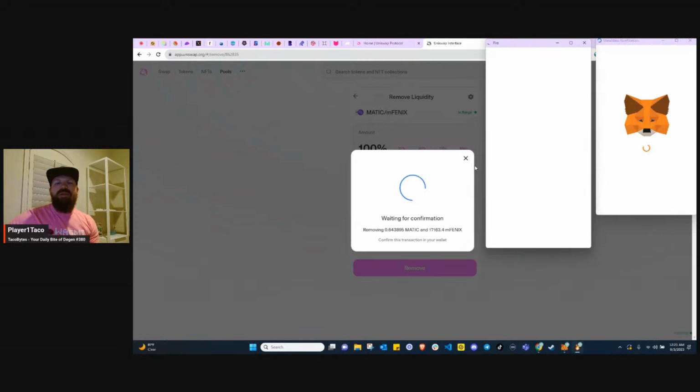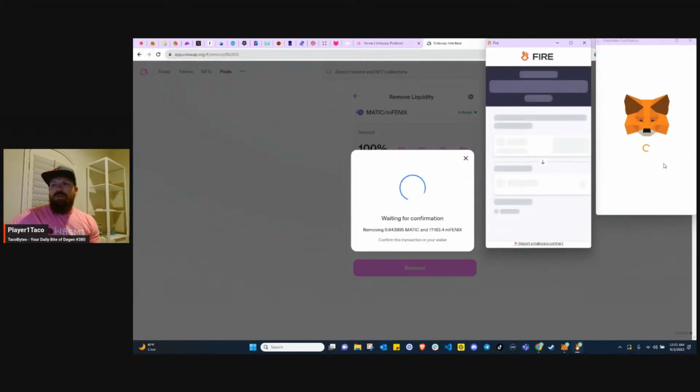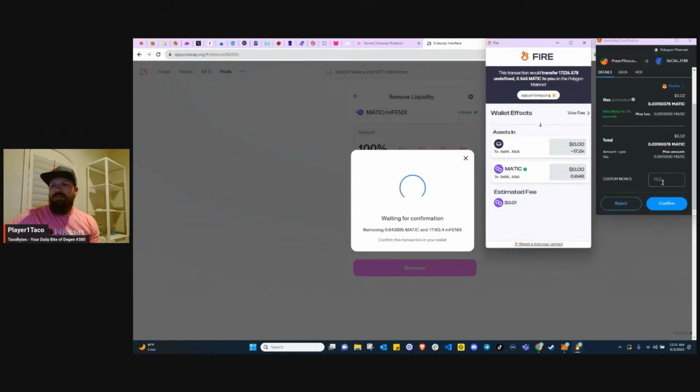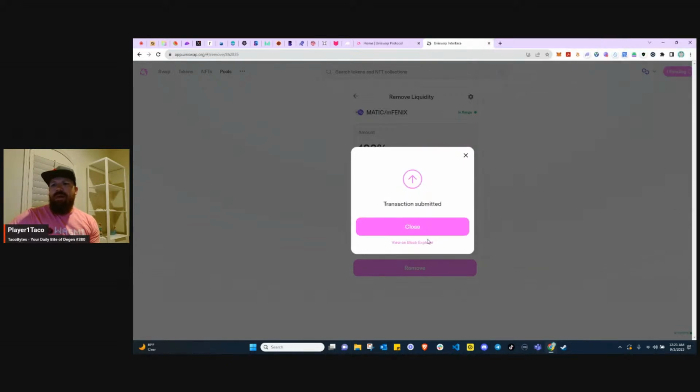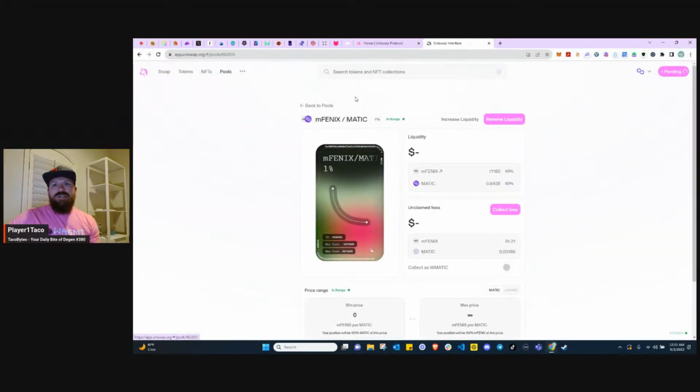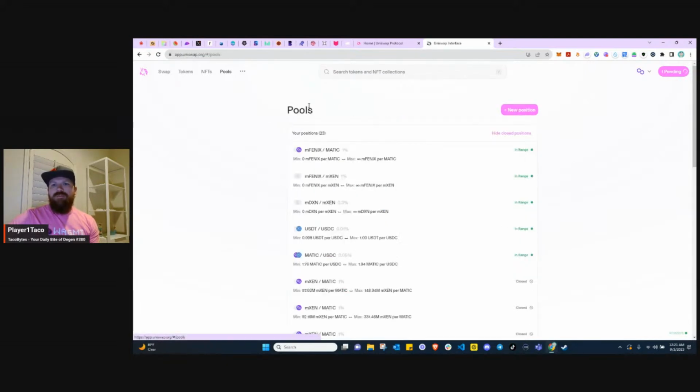And so we're going to actually remove liquidity there. And we'll get both our fees and our initial liquidity as well. And that will close that position. And that's how easy it can be to close a position as well. Back to pools, and that will drop down in a second.